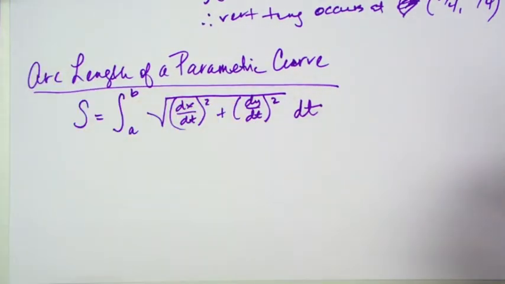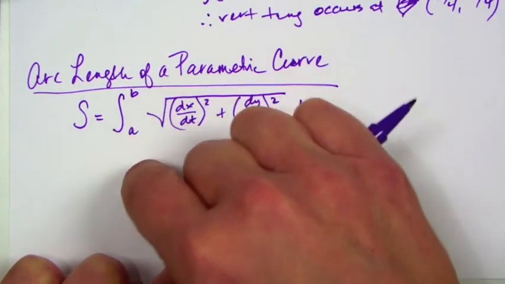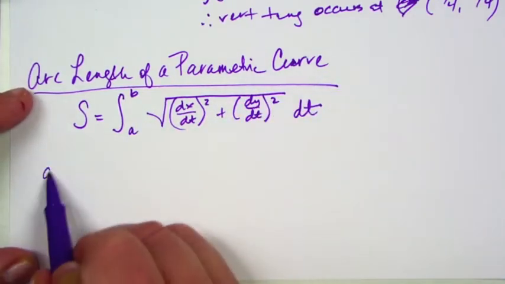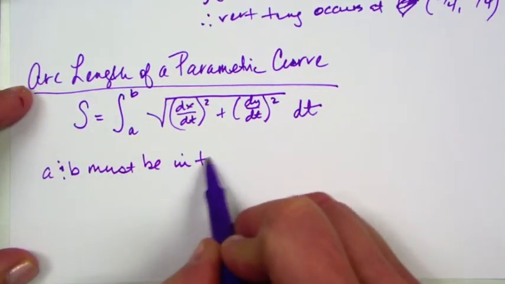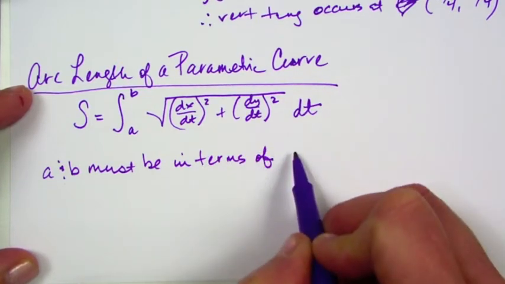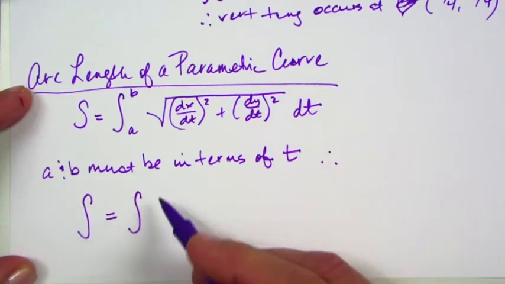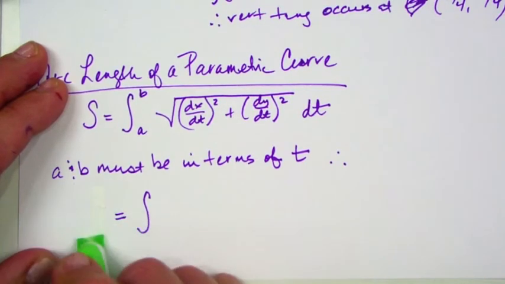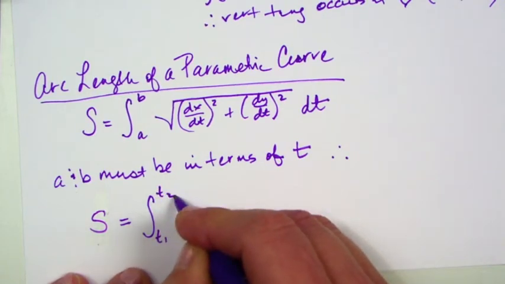So the only thing I want to caution you about is if this is dt, A and B have to be what? In terms of t. Very good. Okay, so we'll just jot that down. A and B must be in terms of t. Therefore, you'll see written sometimes the integral, that's just supposed to be an S, not an integral, which is what it turned out like, from t sub 1 to t sub 2.